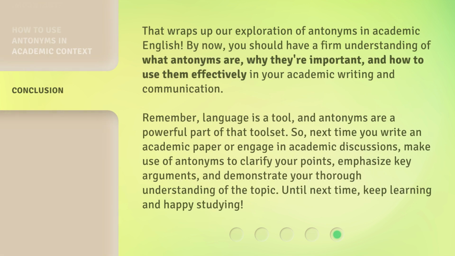That wraps up our exploration of antonyms in academic English. By now, you should have a firm understanding of what antonyms are, why they're important, and how to use them effectively in your academic writing and communication. Remember, language is a tool, and antonyms are a powerful part of that toolset.